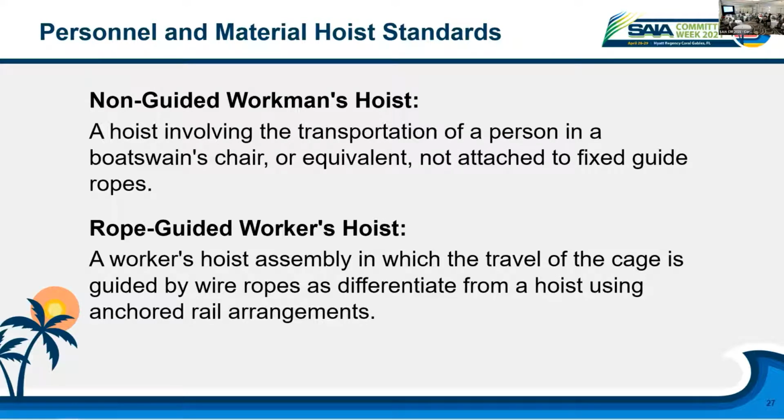Rope guided workers hoist. We have a workers hoist assembly in which the travel of the cage is guided by wire ropes and from a hoist using anchored rail attachments. That type of system will fall in there as well. This could either fall into a 10.5 situation if it's material only, or if you have a man basket situation with guided ropes, it would fall into a 10.4 situation.